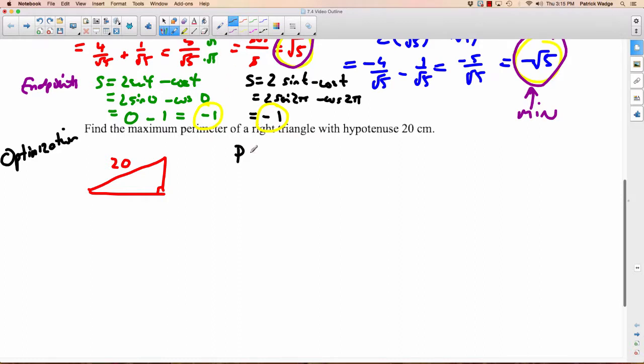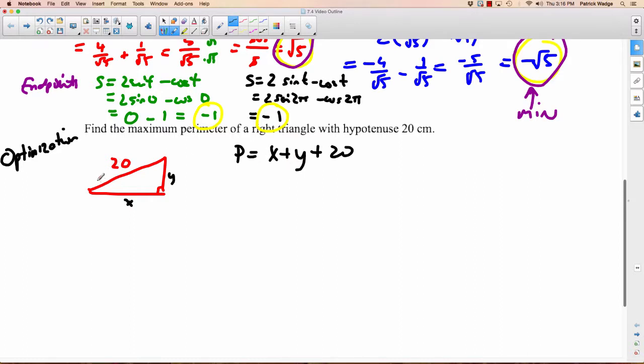So our objective function is going to be perimeter equals, perimeter's all the way around the outside, right? So we're going to need some value here, let's call it x. We're going to need some value there, let's call it y. And the perimeter's pretty straightforward. It would be x plus y plus 20. Remember, however, we want to have just one letter over here. We've got 2 right now, we just want 1. So how are we going to do that?